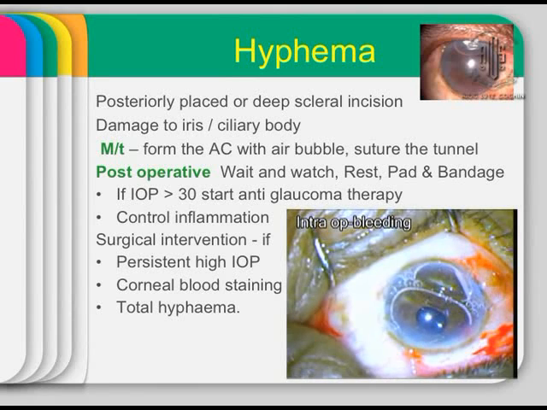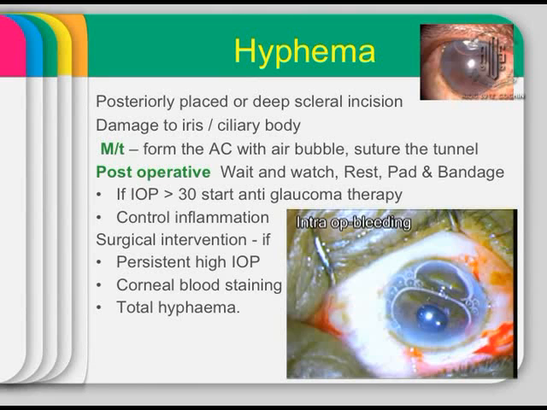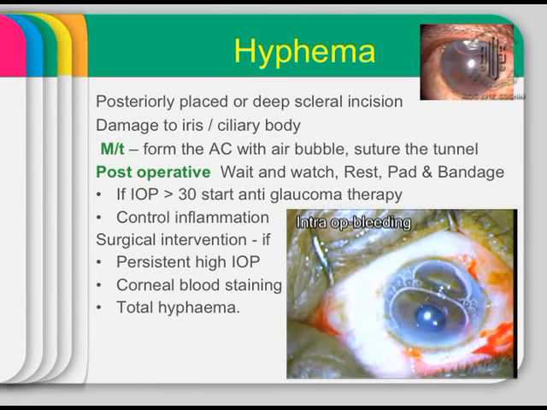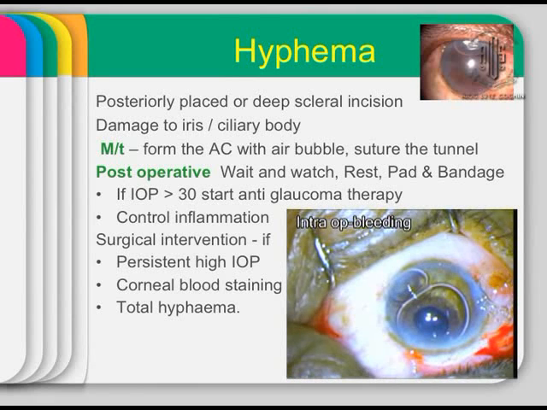If you observe a postoperative hyphema, wait and watch, give rest and pad and bandage for 24 hours. If the IOP is greater than 30, start anti-glaucoma therapy and control the inflammation. Surgical intervention is required if there is persistent high IOP, corneal blood staining or total hyphema. You can see in this case that there was intraoperative bleeding and after injecting an air bubble, it has been tamponaded.